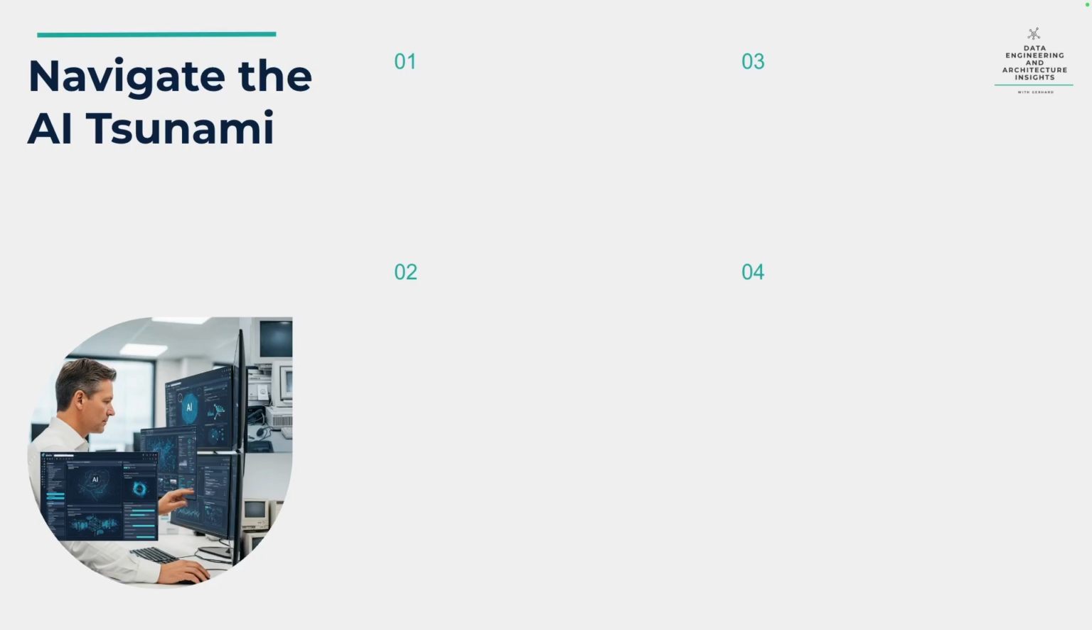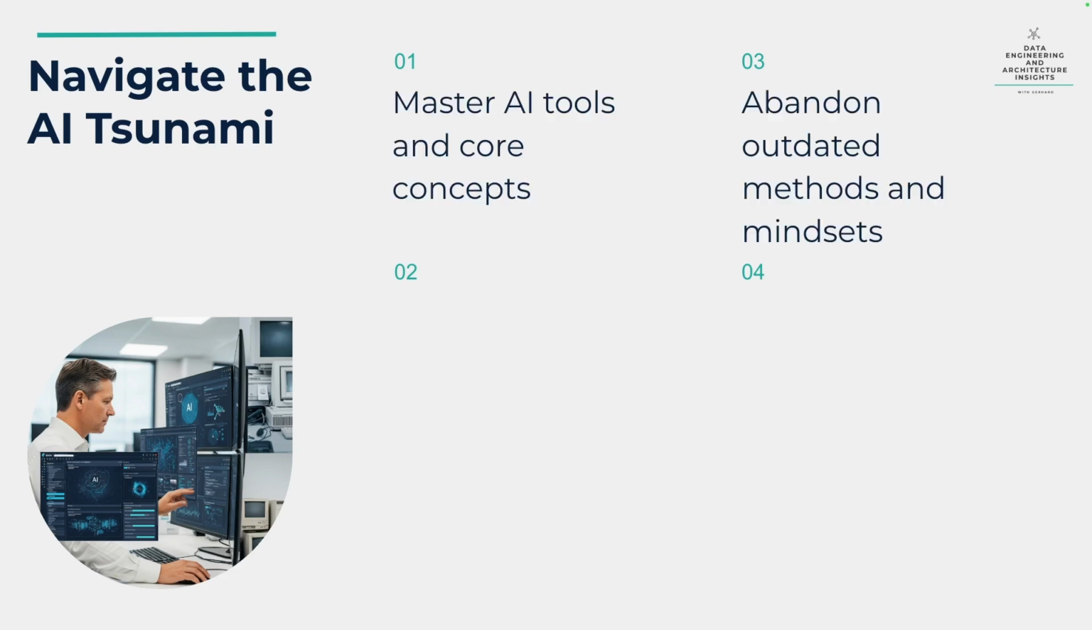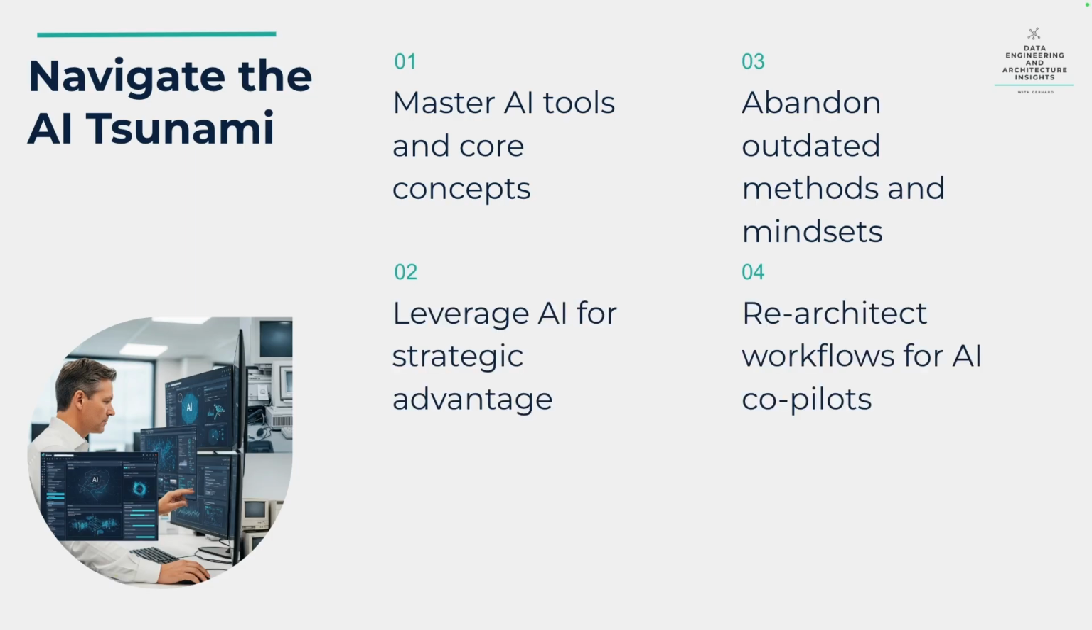Let's summarize what we've learned. To adapt to this new age of AI, we have to master and learn new AI concepts and tools. We have to abandon outdated methods and unlearn old habits. We have to leverage AI for our strategic advantage. And we have to relearn how to architect our workflows for AI.